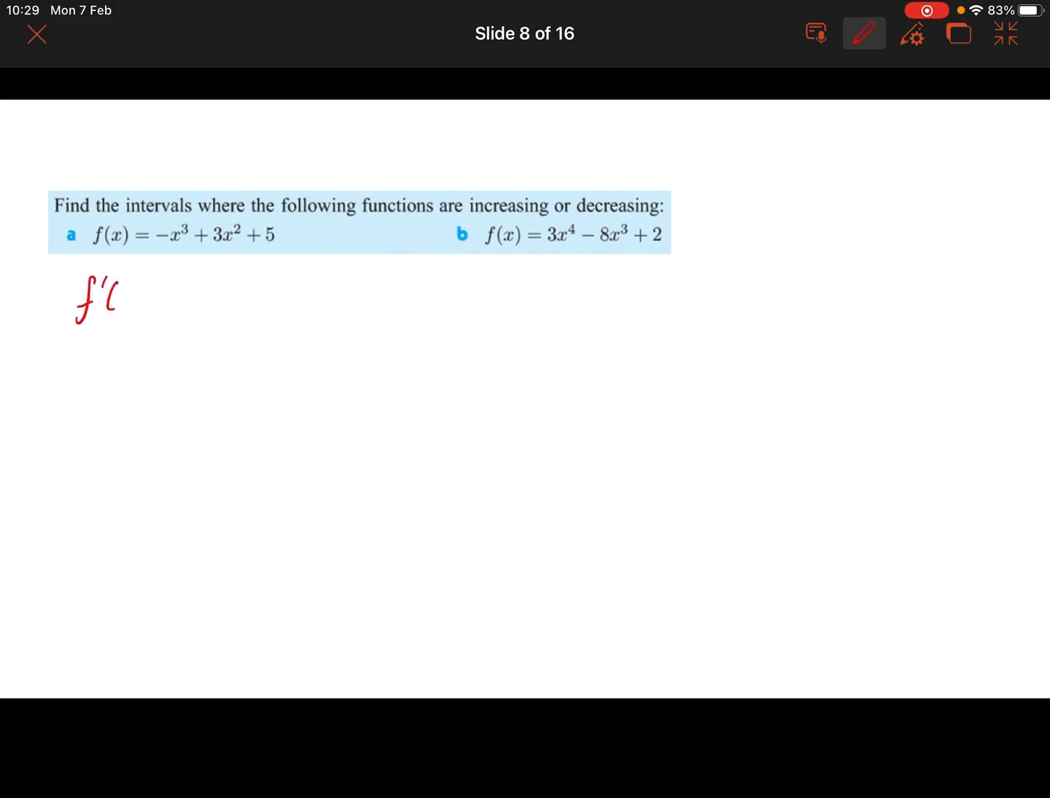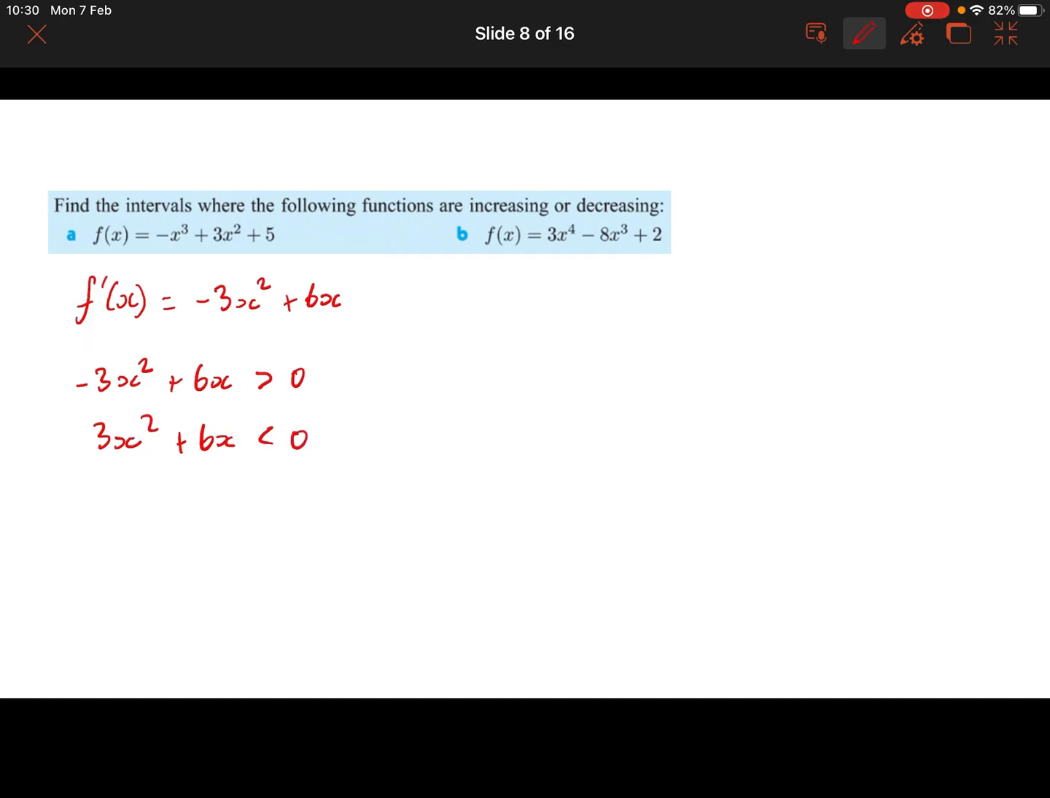What we can do is very easily find f prime x, the gradient function. So it becomes minus 3x squared plus 6x, and the 5 will disappear. So we're trying to find the intervals where the following functions are increasing or decreasing. Well, a function is increasing if the gradient is bigger than 0. So all we're trying to do is find out when this function is bigger than 0.